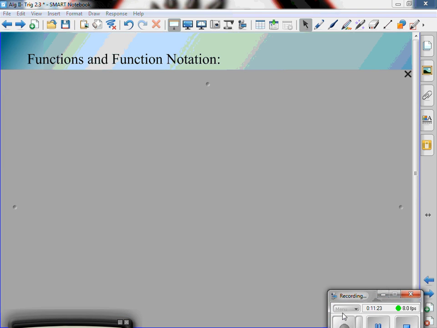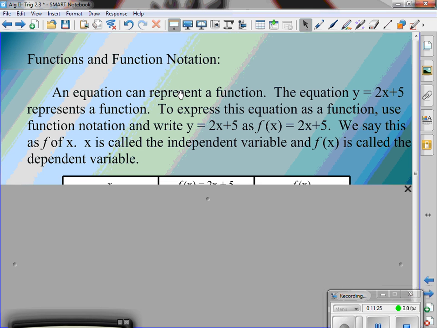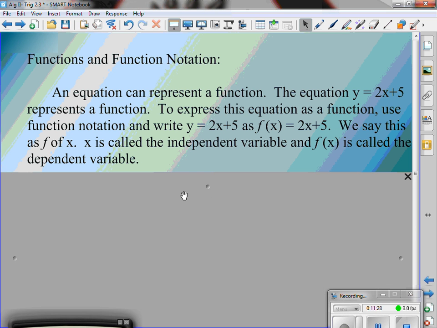For functions and function notation, we're going to be talking about an equation. We've been dealing with equations that are y equals. An equation is just a function. Instead of writing y equals 2x plus 5, we're going to write f of x equals 2x plus 5. That f and then the x in parentheses, you say f of x. It is a function of x. x is called the independent variable. f of x is called the dependent variable.